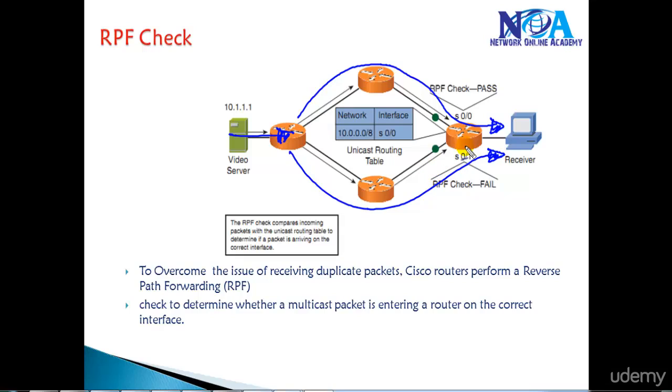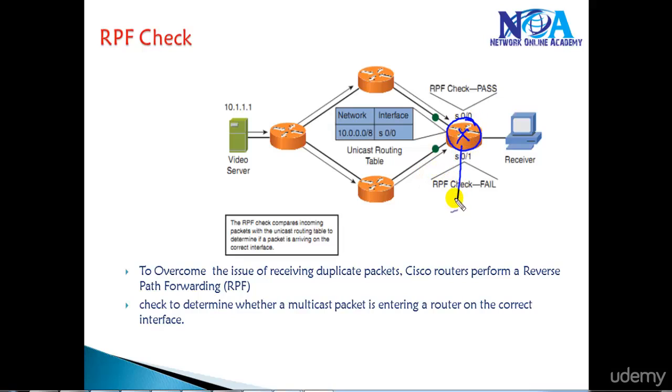That is decided based on the RPF check. Whenever a router receives a multicast packet, it looks at the source IP of the packet. In this scenario, let's say router 1 is receiving the multicast traffic from video server 10.1.1.1, that is the source address, and then it looks at the incoming interface. Here it is receiving the multicast traffic from both S0/0 as well as S0/1.